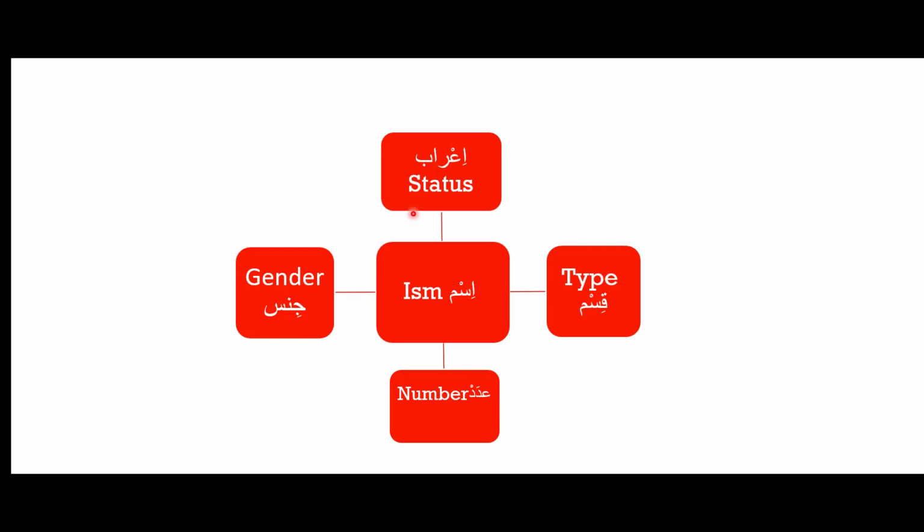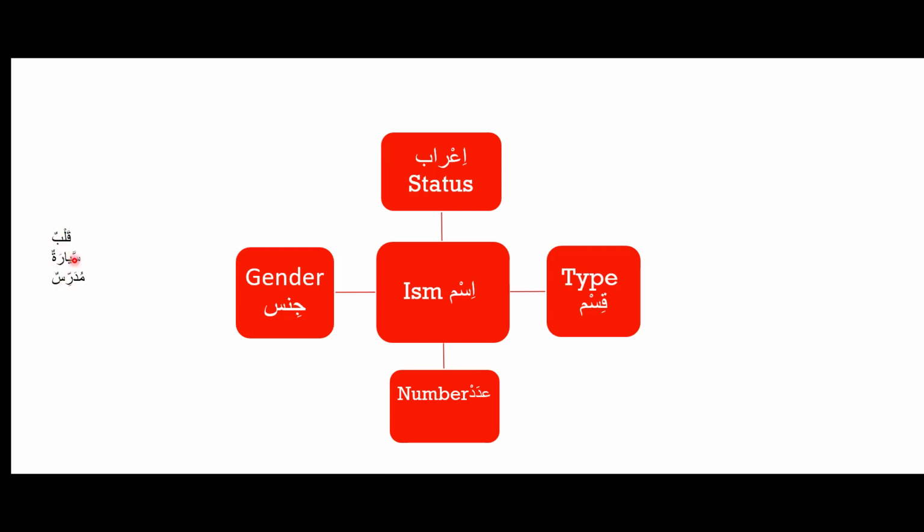In this video, we are going to start the fourth property of isms, that is the property of i'rab or status. So far we have covered three properties: gender, number, and type. Let's do a quick review of all three properties done so far. Let's go over these three isms here, and we'll try to give the three properties for each of the isms.